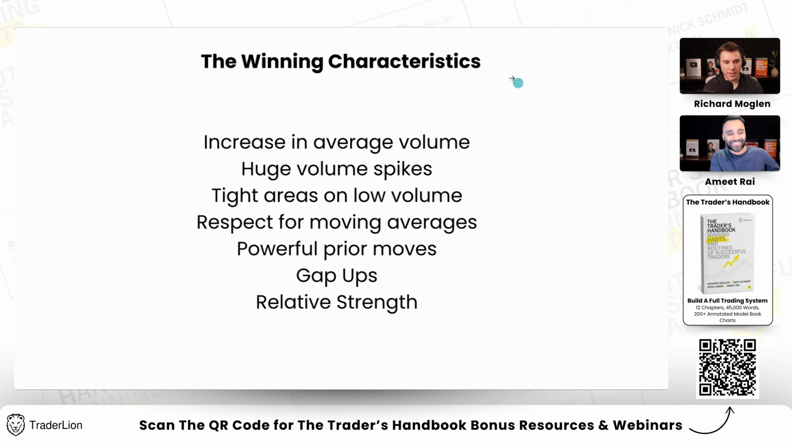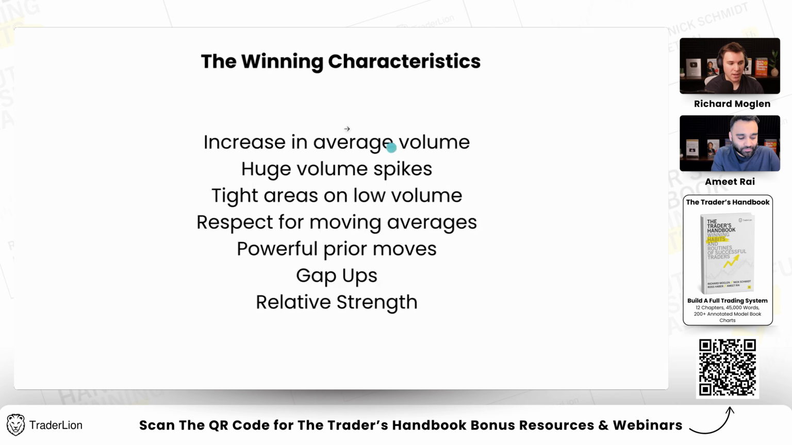So these are winning characteristics that make us focus on a stock, and they are characteristics that, if you study previous model book stocks, study previous market leaders, they're going to show up again and again, because they're just signs of institutional activity, accumulation, and bid.